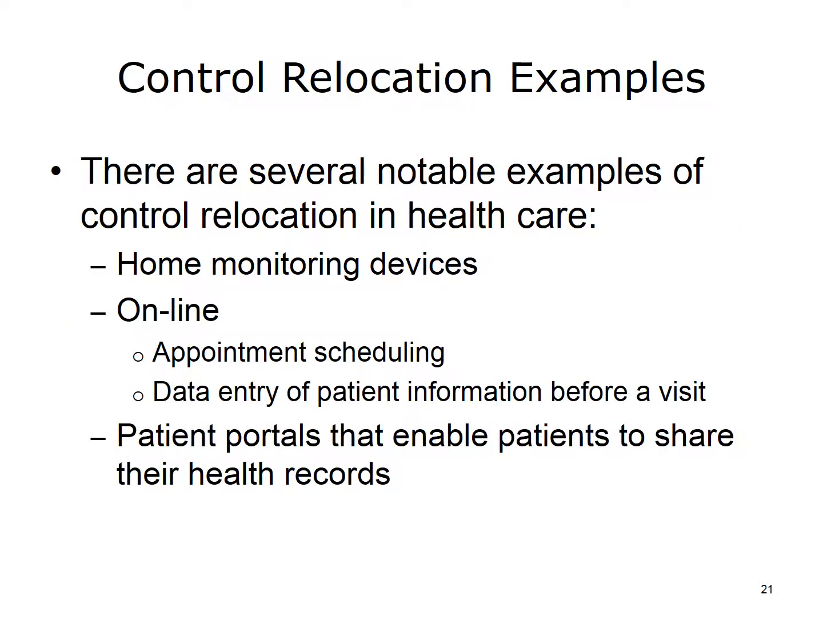There are several notable examples of control relocation in healthcare. These include home monitoring devices, i.e., patients taking their blood pressure daily and entering it into a website or using a device to transmit the data to their provider. Online appointment scheduling, online data entry of patient information before a visit, and patient portals that enable patients to share their health records with other providers.